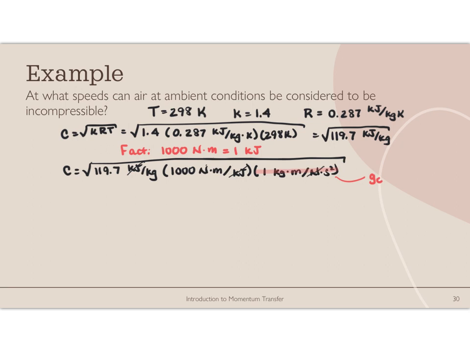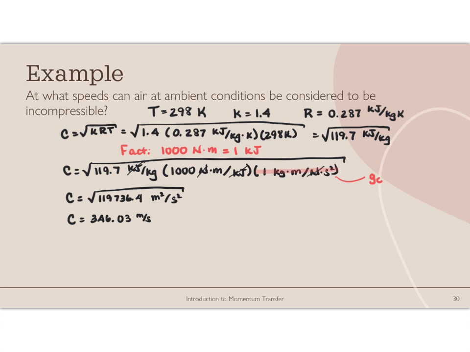Now my newtons cancel. I have meters squared per second squared. So C squared is 119,736.4 meters squared per second squared. Now the units make sense, and we're ready to actually evaluate this. C is 346.03 meters per second.